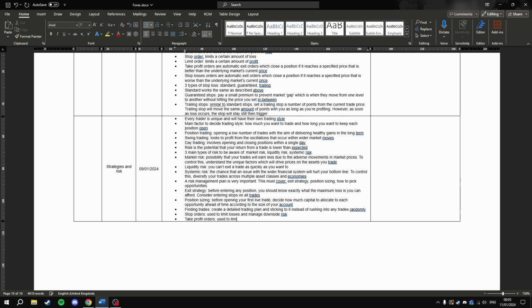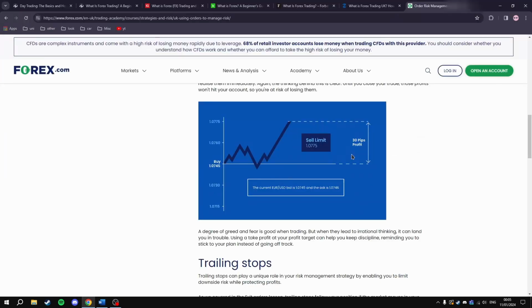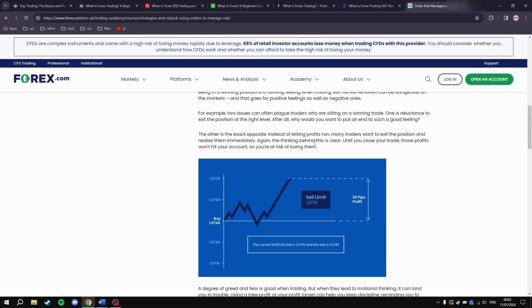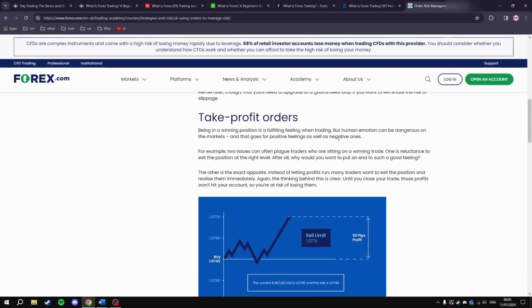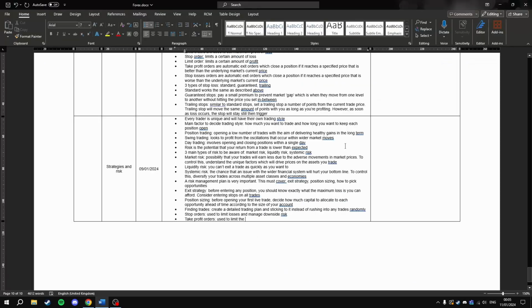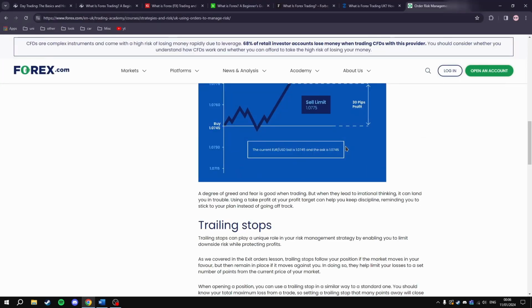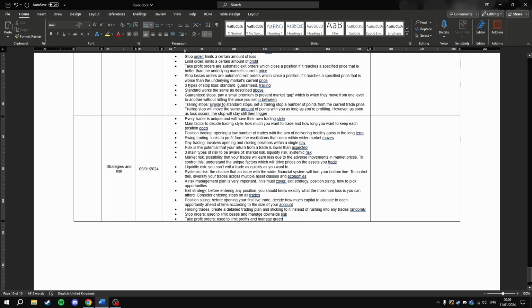Used to limit. Well, it's not limiting exactly, is it? Yeah, I'll just call it used to limit profits and manage greed. Let's just call it greed. Slash fear.